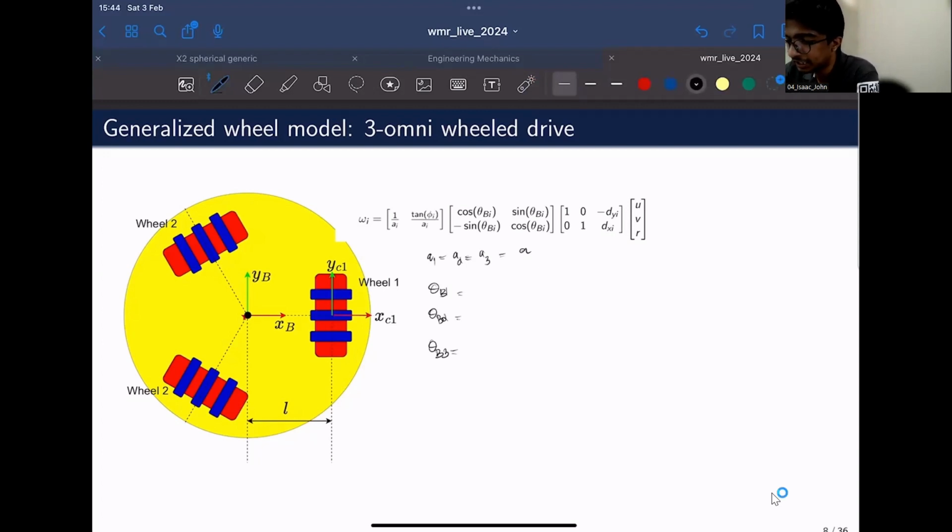In this case, theta B1 would be the change of orientation between the frame C1 and the body fixed frame B. Here I think there is an error, so I'll just correct it. XC1 would be along this direction, so this should be XC1. XC1 is 90 degrees with respect to XB. And YC1 is basically along this direction. This is YC1.